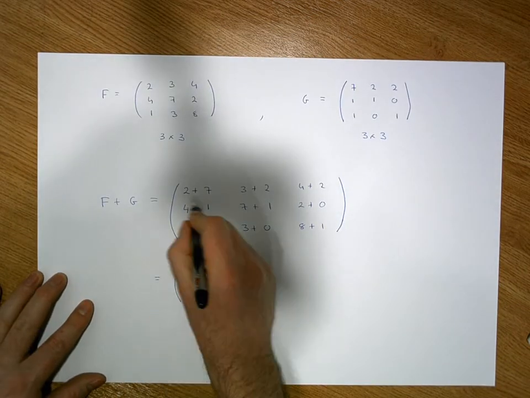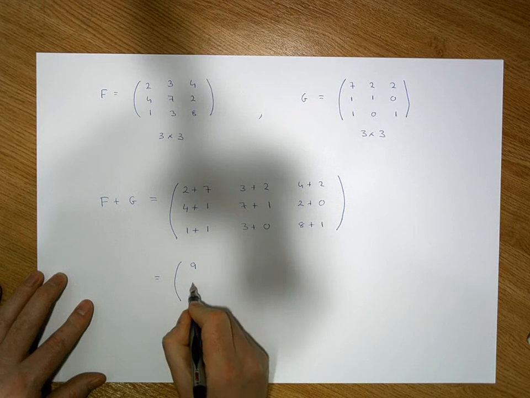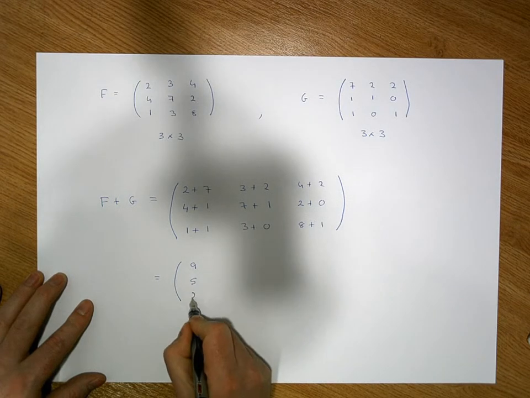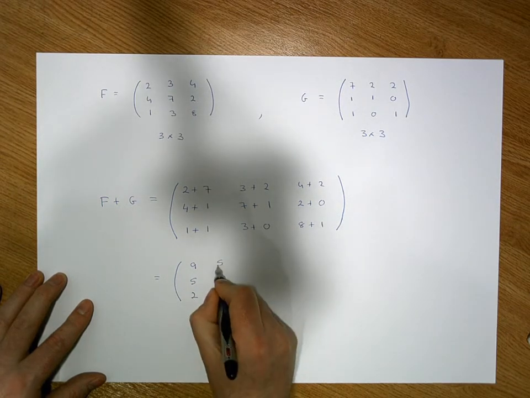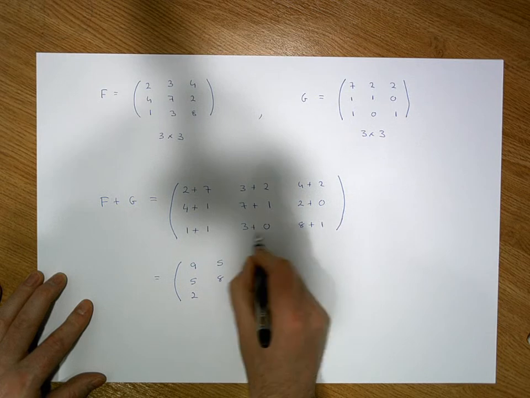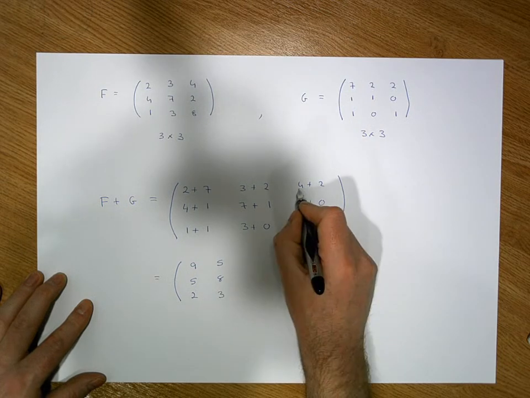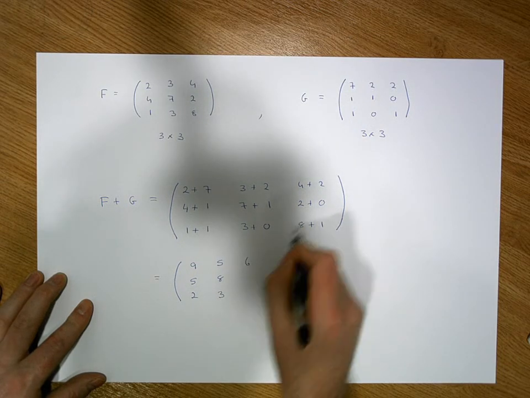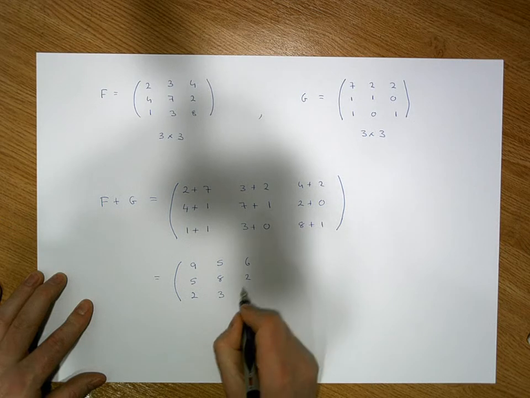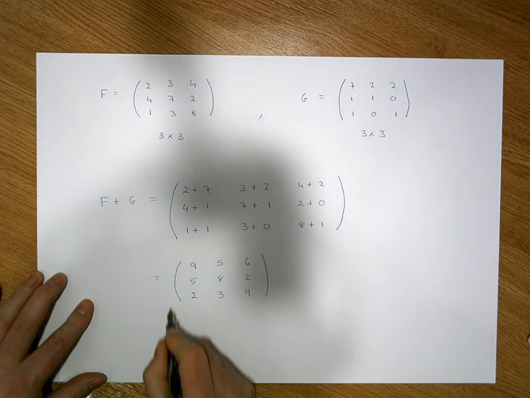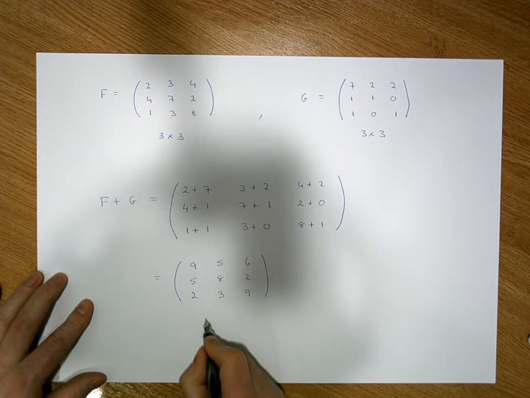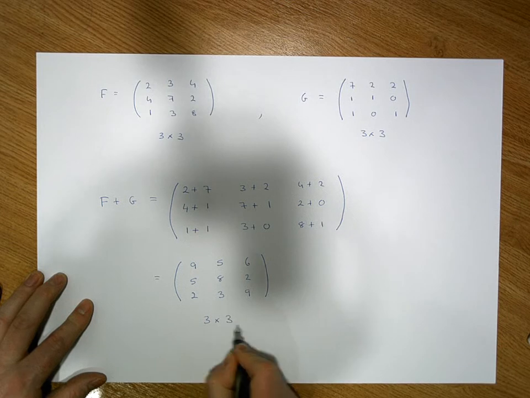2 plus 7 is 9. 4 plus 1 is 5. 1 plus 1 is 2. 3 plus 2 is 5. 7 plus 1 is 8. 3 plus 0 is 3. 4 plus 2 is 6. 2 plus 0 is 2. And 8 plus 1 is 9. And the resulting matrix has 3 rows and 3 columns. It is a 3 by 3 matrix.